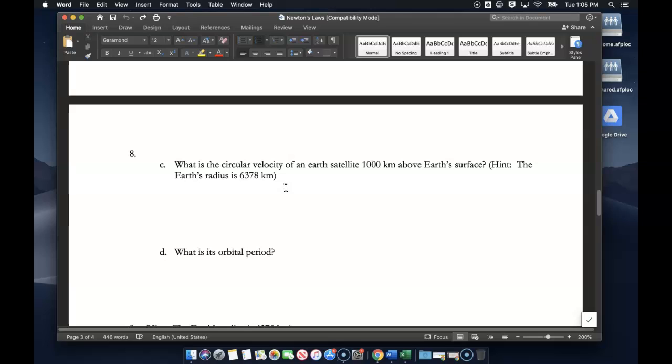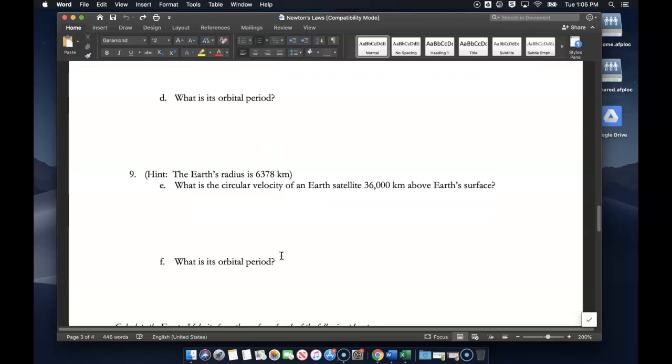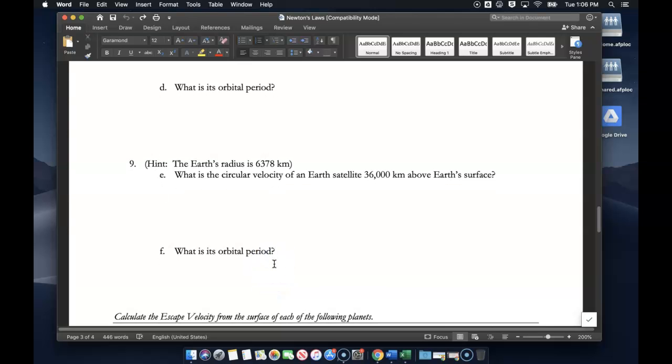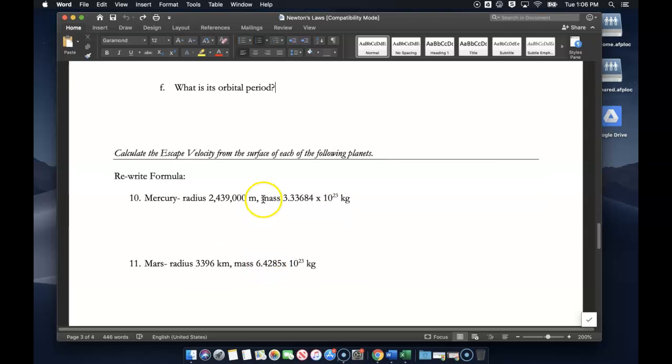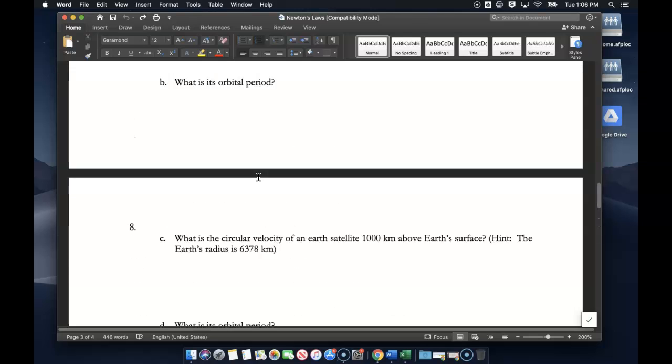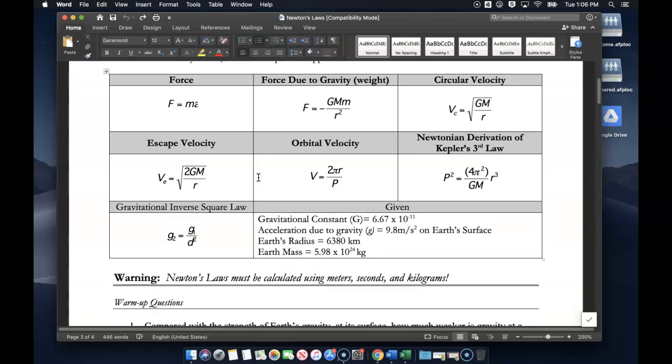Number 8, we have once again the circular velocity equation and then the orbital period using the Kepler's derivation of Newton's third law. Or I should say Newton's variation of Kepler's third law. Once again, another circular velocity equation with number 9. And once again, the orbital period. Same calculations.